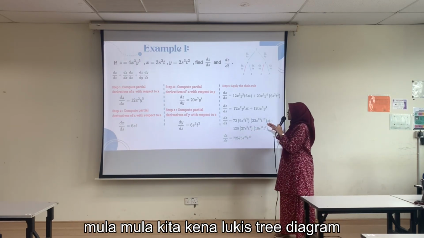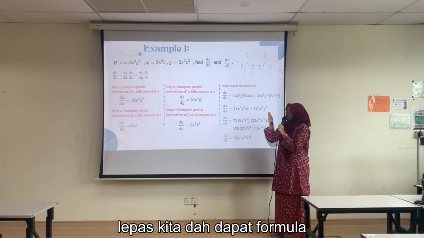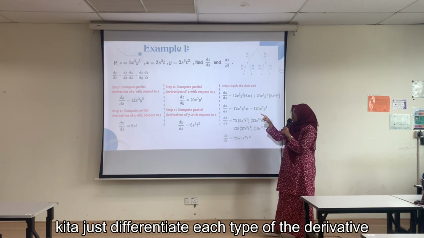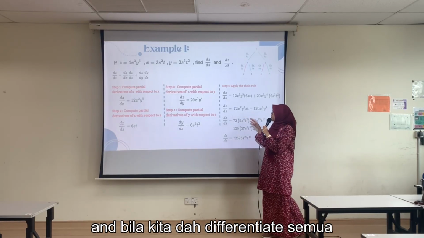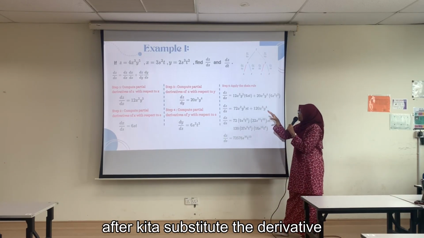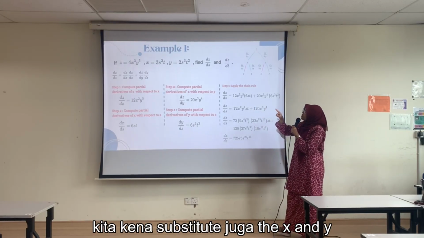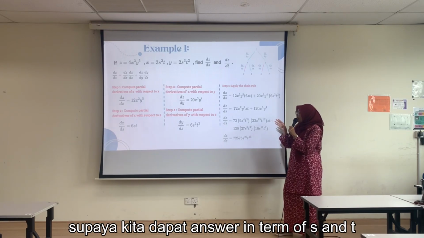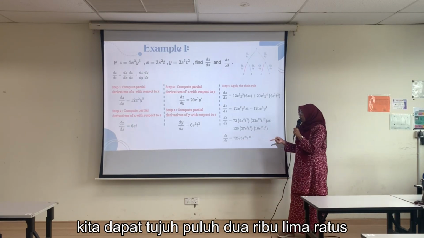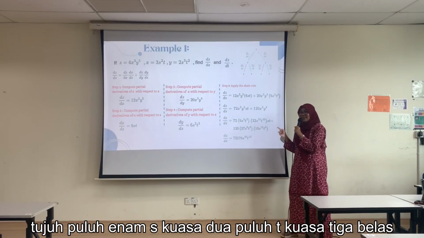First, mula-mula kita kena lukis tree diagram supaya memudahkan kita untuk cari formula. Lepas kita dah dapat formula, kita just differentiate each side of the derivative. And bila kita dah differentiate semua, kita substitute semua balik dalam the chain rule. After kita substitute the derivative, kita kena substitute juga the x, y, supaya kita dapat answer in term of s and t. And find the answer, kita dapat 72,576 s kuasa 20, t kuasa 13.